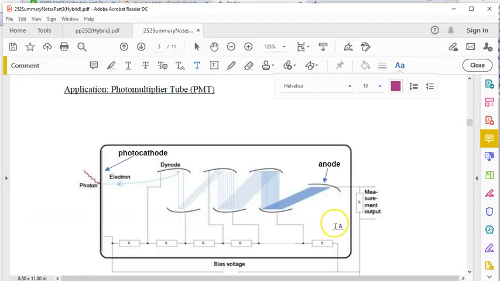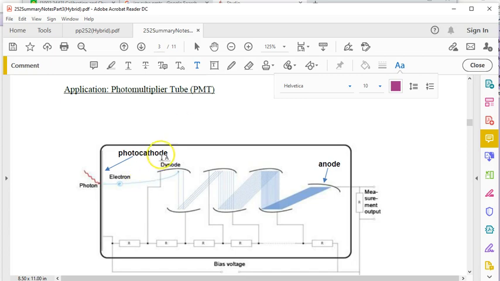Hey everybody, welcome back. In this video we're going to look at an application of the photoelectric effect, which is the photomultiplier tube, the PMT. So I'm looking right now at the summary notes, and this shows a schematic of a photomultiplier tube. We'll talk about how it works, and also we'll develop some equations that characterize its operation.